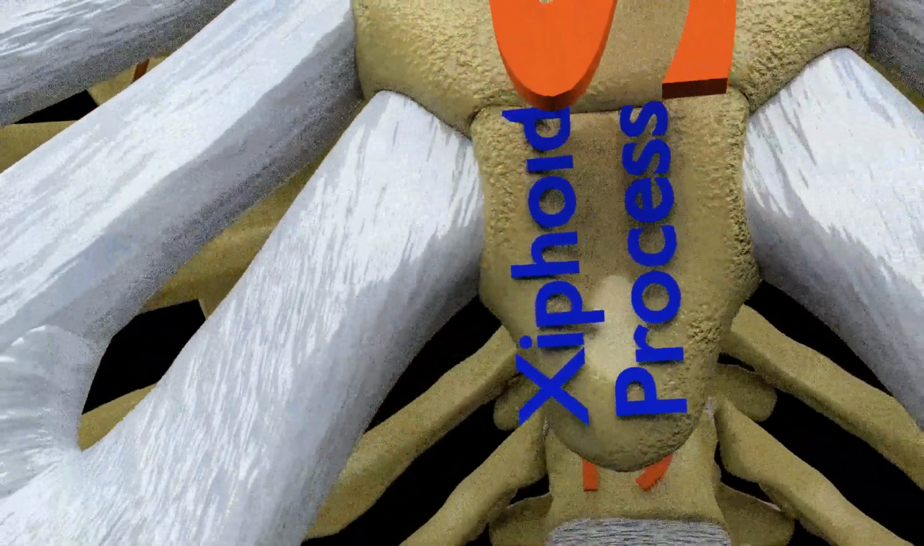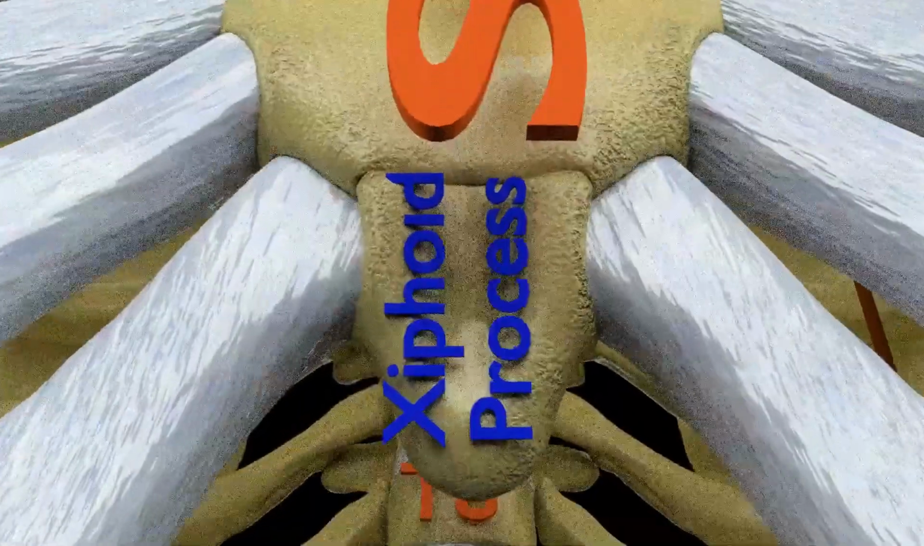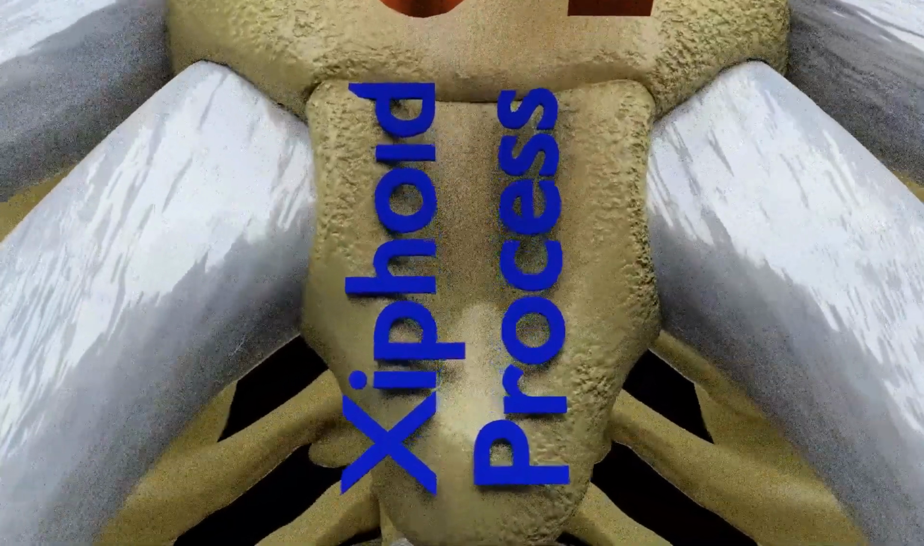Moving further downwards, there is the lowermost part of the sternum called the xiphoid process. It is the smallest part of the sternum. It varies greatly in shape and is bifid or perforated. It lies in the floor of the epigastric fossa.